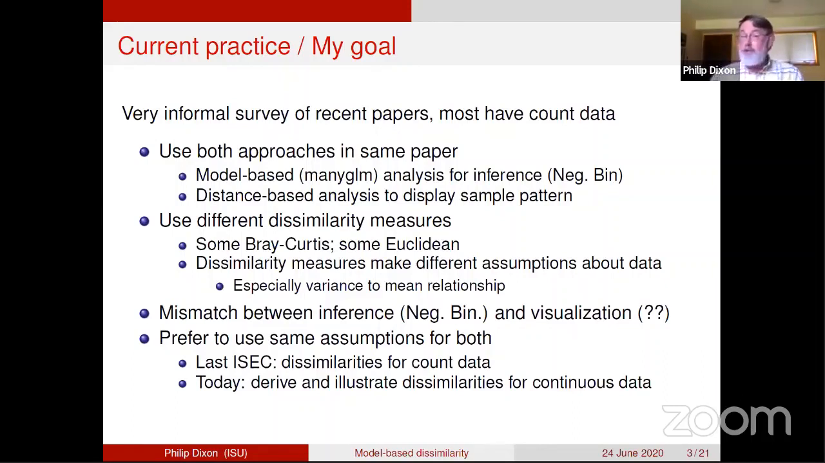There are two ways you could proceed to do this. One could start with a dissimilarity measure and then try to figure out what the right probabilistic distribution is to use in a model-based analysis. Or you can start with a model-based analysis and figure out what the matching dissimilarity is. I've been following the second approach for some time now. Previously, I've talked about dissimilarities for count data. Today, I want to derive and illustrate the uses of dissimilarities for continuous data.